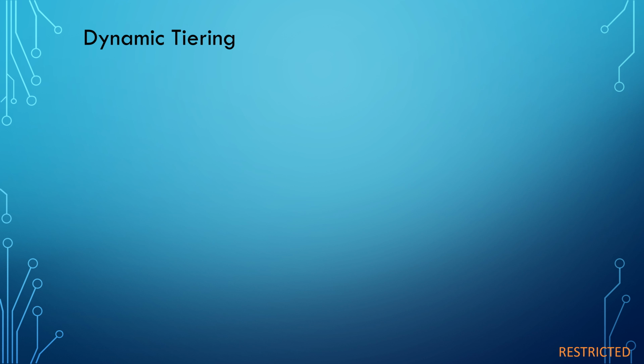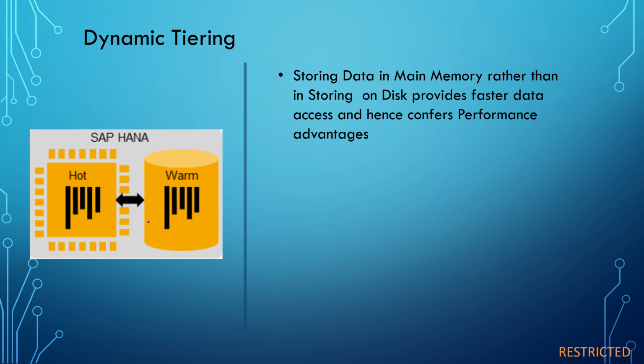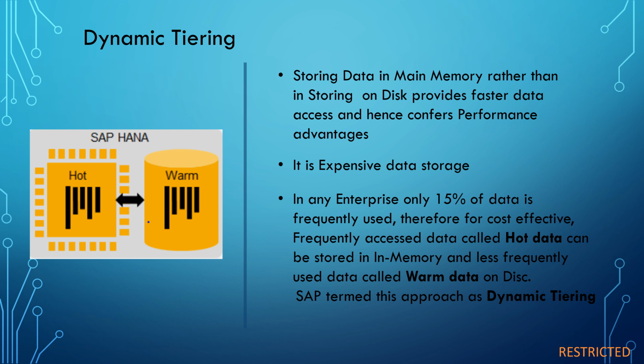What is meant by dynamic tiering? Storing data in main memory rather than on disk provides faster data access and hence confers performance advantages. In-memory is an expensive data storage. In any organization, only 15% of data is frequently used. Therefore, for cost effectiveness, frequently accessed data called hot data can be stored in memory and less frequently used data called warm data on disk. SAP termed this approach dynamic tiering.